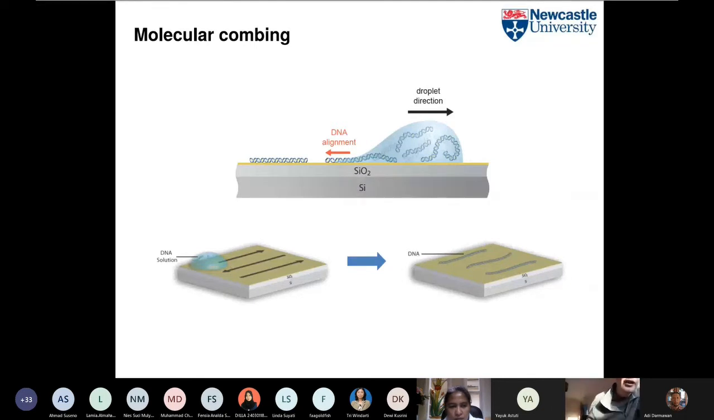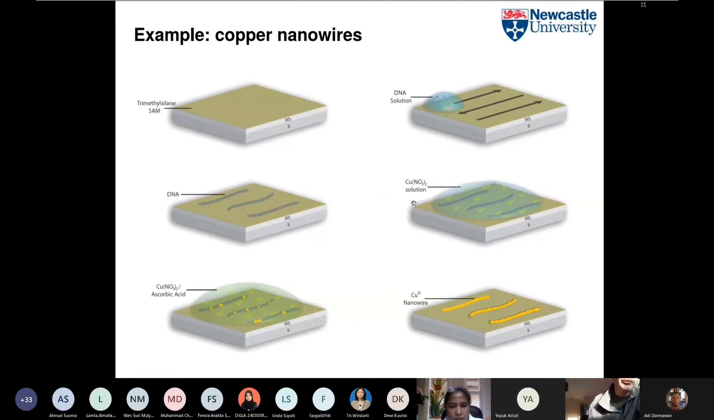So if we go to the next slide, I'll show you a schematic of the process for making copper. Next slide, please. I think it's still loading.